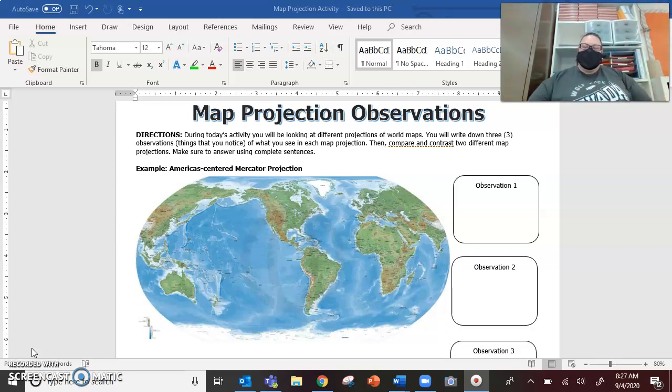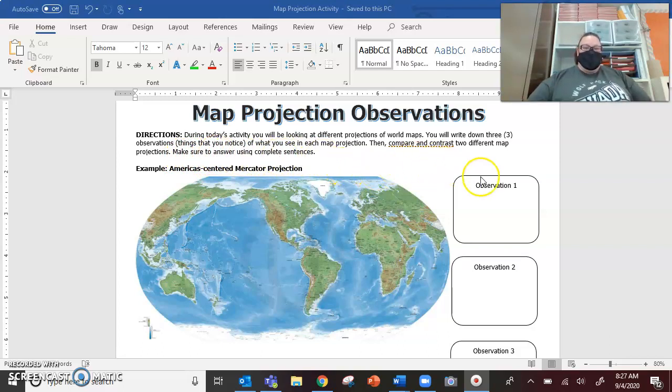So, like it says on the screen, we are doing a map projections observations. During today's activity, you will be looking at different projections of world maps. You will write down 3 observations. Observations are things that you notice of what you see in each map projection. Then compare and contrast 2 different map projections. Make sure to answer using complete sentences because you are in big people school.